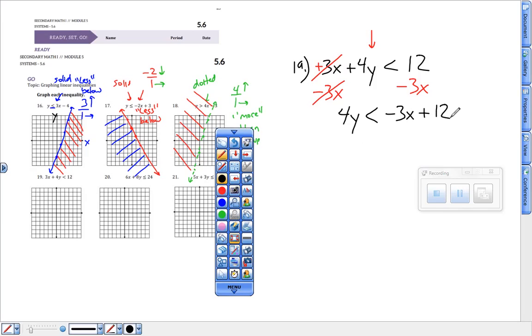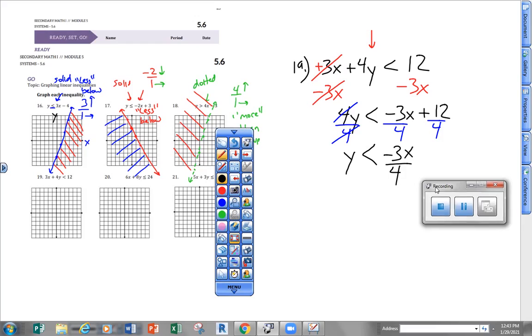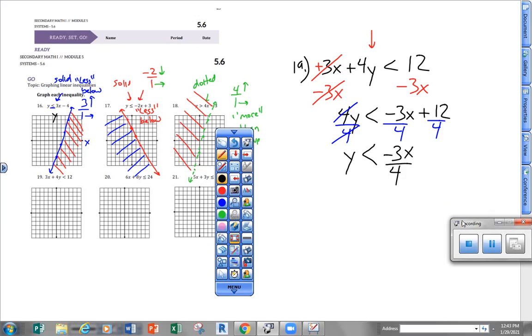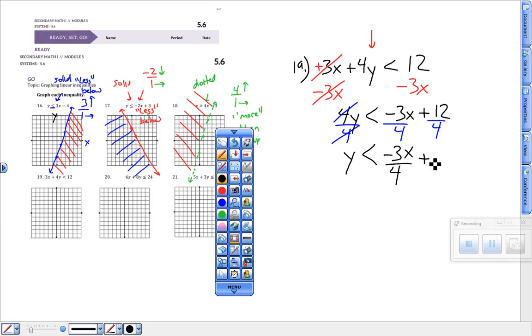And now your next step, dividing everything by 4. Not just the left side by 4, but every single thing over on the right side by 4 too. Everything by 4. These 4's canceling leaves that y by itself. This yucky fraction isn't too bad really for graphing. It's right 4 down 3. 12 divided by 4 gives me the y-intercept.